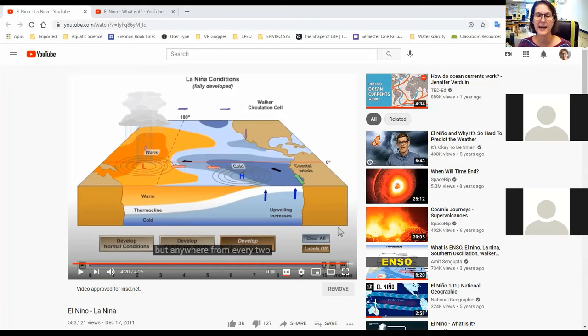Now Caleb has a good question. Do these events happen in the Atlantic? The Atlantic has its own oscillation, its own back and forth deal, and it's not as strong. It's not as big.